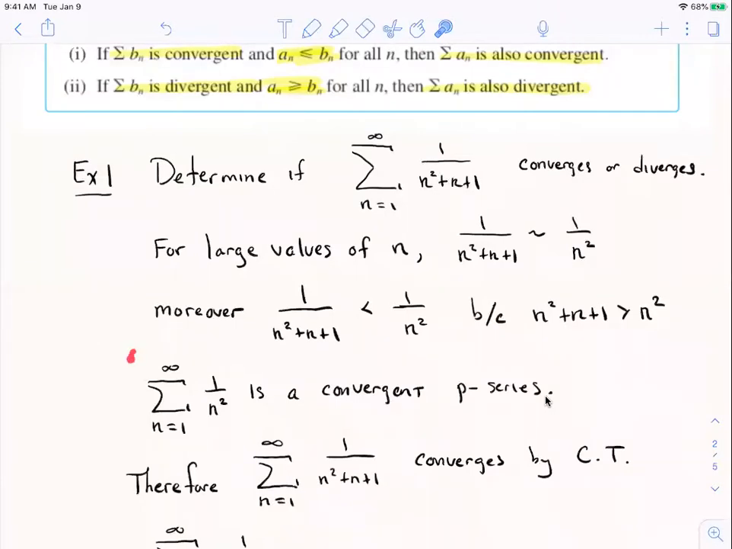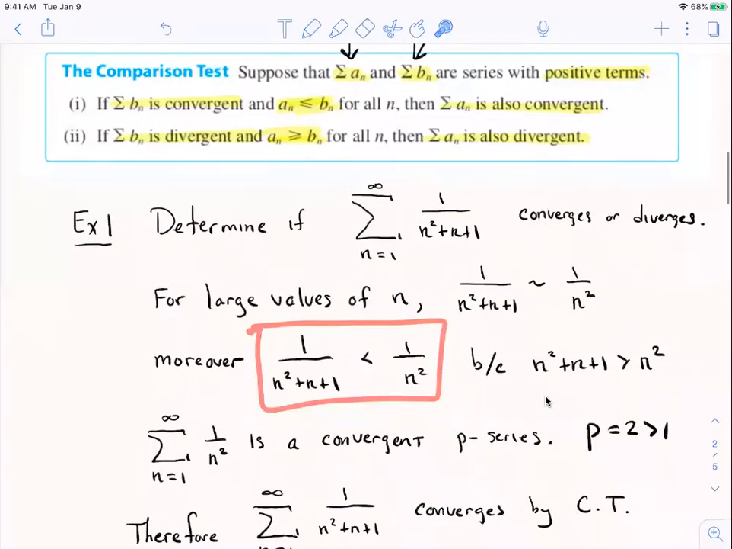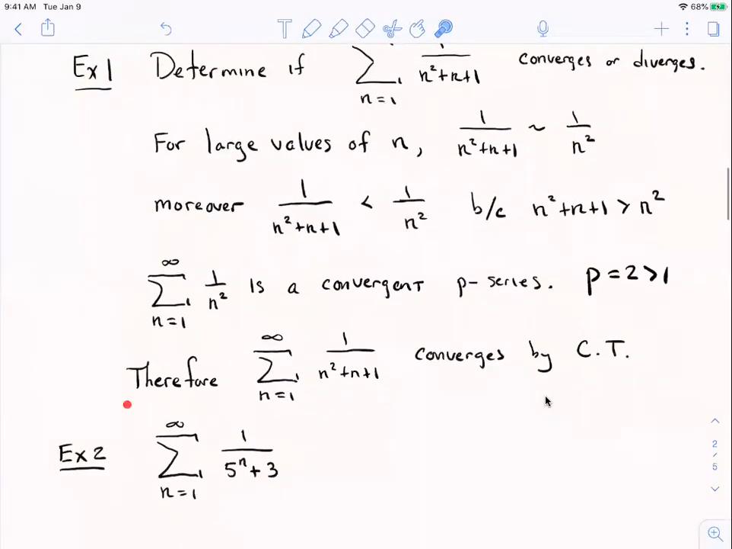The sum, as n goes from 1 to infinity, of 1 over n squared, that's a convergent p-series, yeah? Its p is equal to 2, which is bigger than 1. It's a convergent p-series. So we're in the situation where the terms of our given series are less than or equal to the terms of a series that's known to converge. So part 1 of the comparison test says that our given series converges as well. All right, so that's how we're going to use this comparison test.